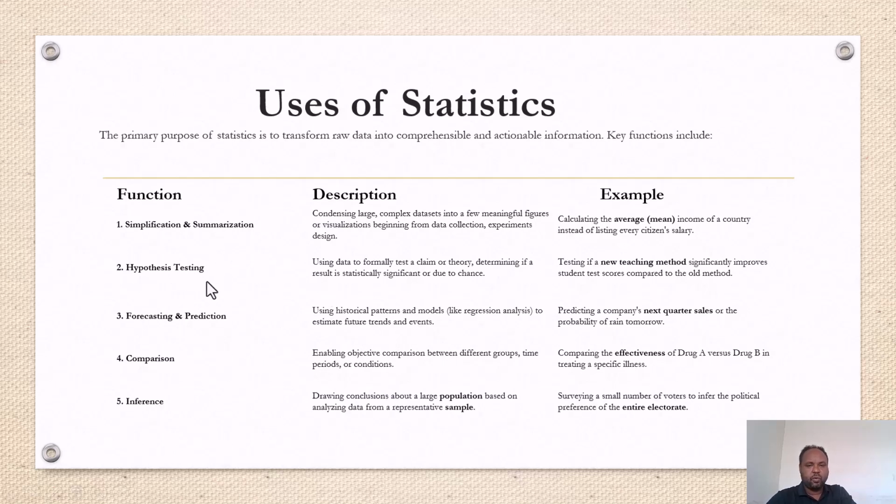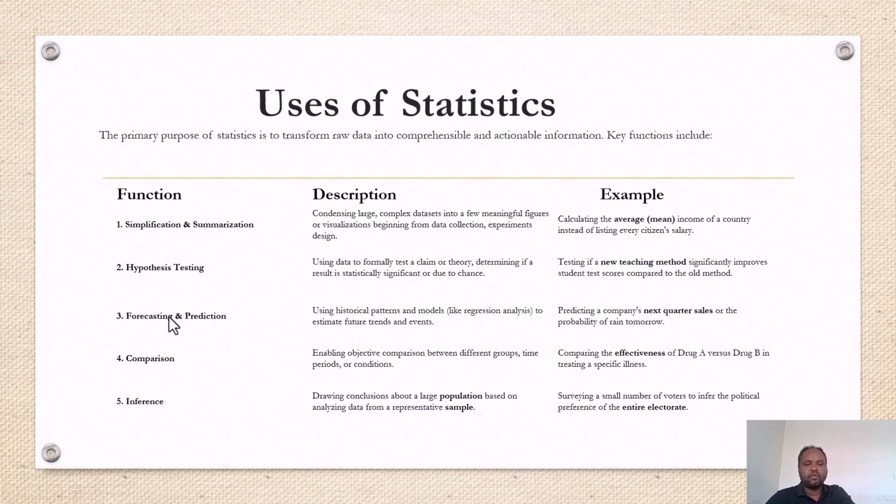The other way statistics is useful is in hypothesis testing. It is using data to formally test a claim or theory, determining if a result is statistically significant or due to chance. For example, testing if a new teaching method significantly improves student test scores compared to the old method, right? So this comparison can also be made through the use of statistics.